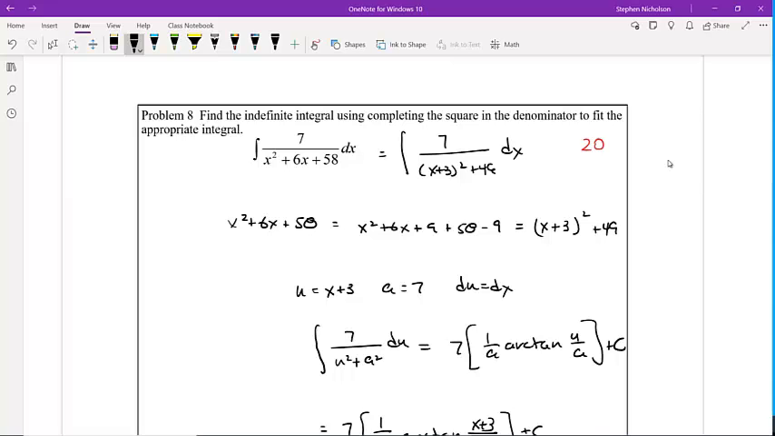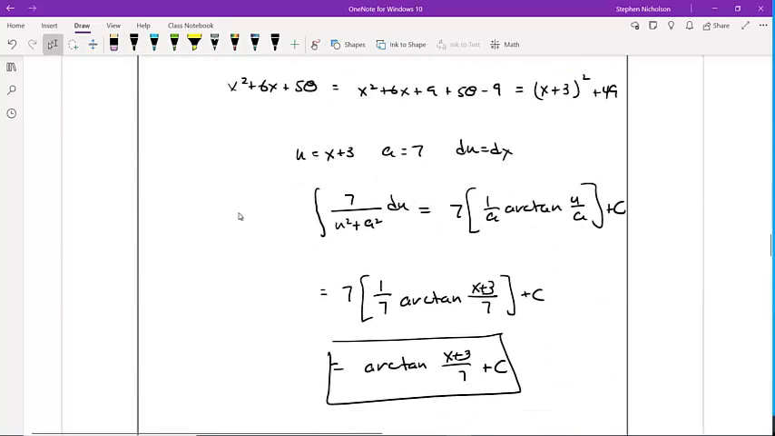So u is x plus 3. A is 7, square root of 49. Du equals dx. So this then becomes this. I factor out 7. The integral of 1 over u squared plus a squared du is 1 over a arctangent of u over a. And then you plug u and a back in. So 1 over 7 cancels out with this 7. And you have x plus 3 over 7.